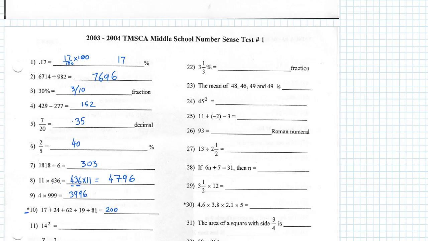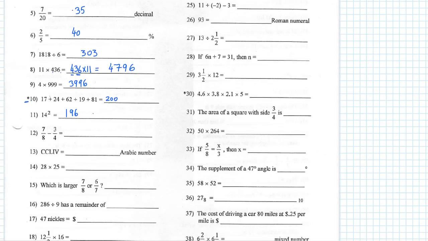Question number 11. What is the square of 14? 196. So I expect you all to memorize the squares of numbers from 1 through 30. So let's take a look at the next question.